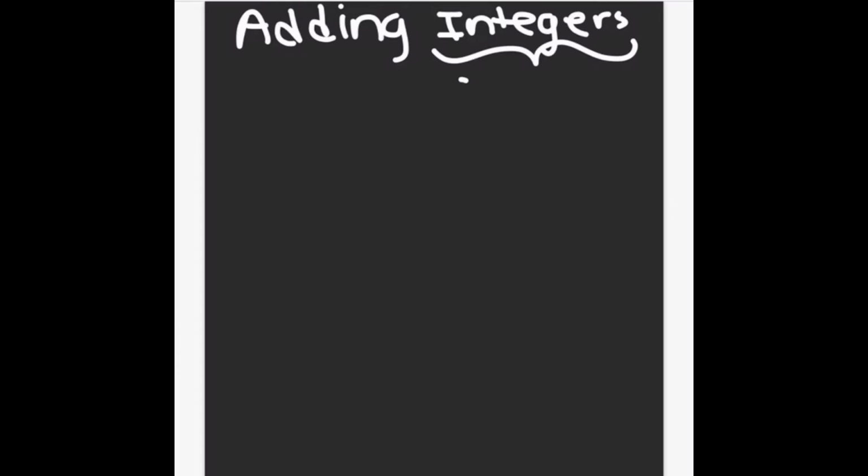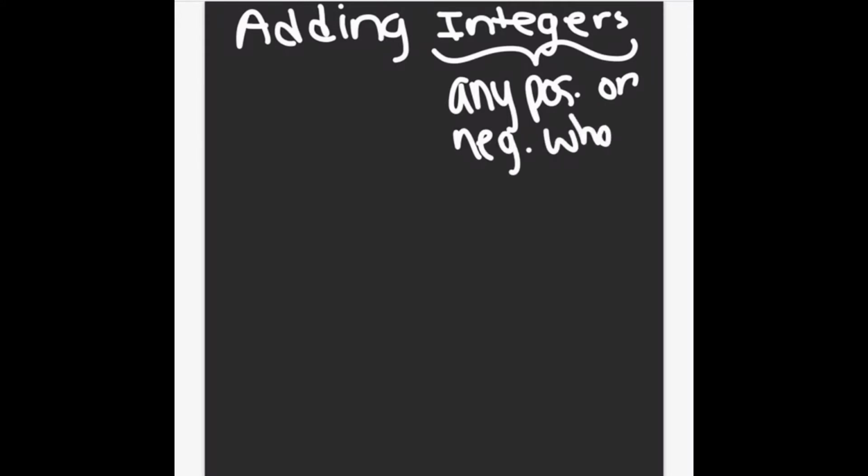An integer is any positive or negative whole number. Now, you already know how to add positive whole numbers. But the part that's new here is adding negatives. So here's where it can get slightly tricky. For today, we're going to be doing quite a few examples where we have to add a positive with a negative, or a negative with a negative.